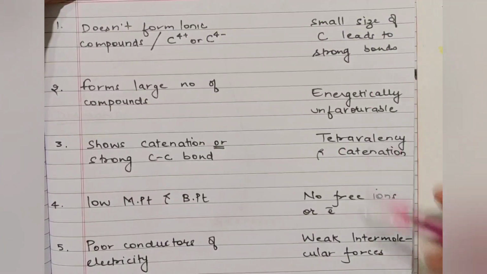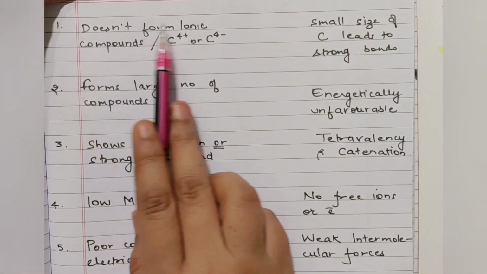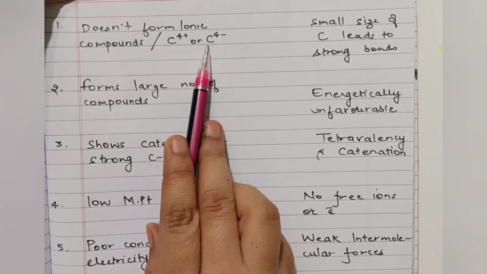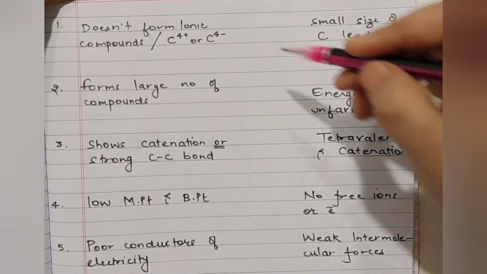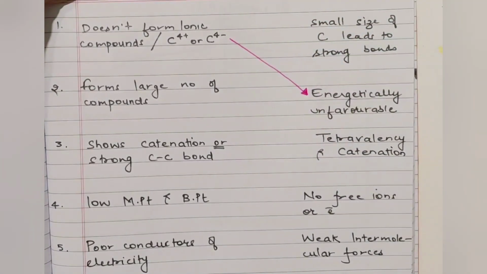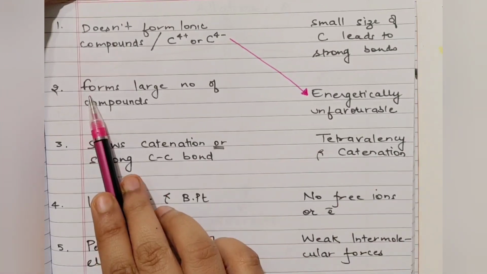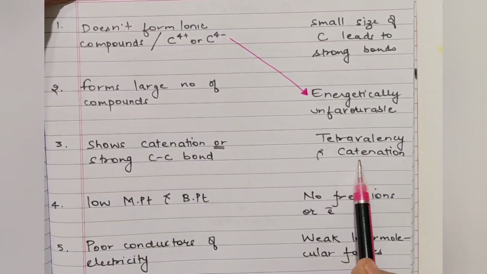Now let's review very quickly. Carbon does not form ionic compounds or C+4 or C-4 ions because of small size? No. Energetically unfavorable? Yes. It's energetically very unfavorable for carbon to form C+4 or C-4 ions. Therefore, it does not form ionic compounds. Carbon forms a large number of compounds because of tetravalency and catenation.